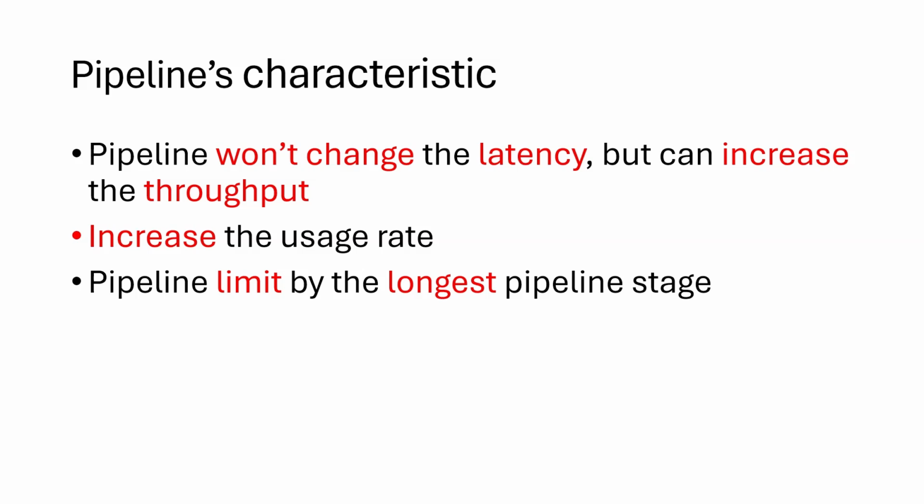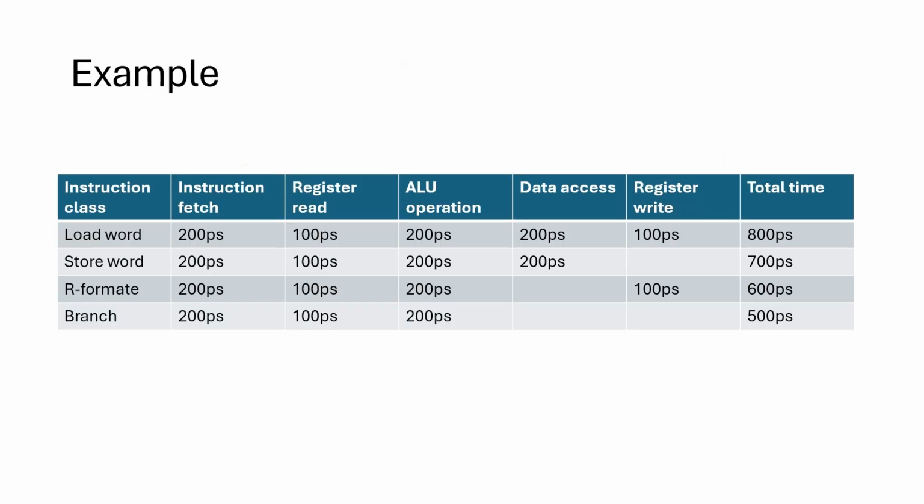How can the pipeline increase the throughput? Because it increases the usage rate. And the pipeline is limited by the longest pipeline stage, because every stage has a different latency, but we have to choose the longest one. Here's an example that makes it easy to see how the pipeline works.